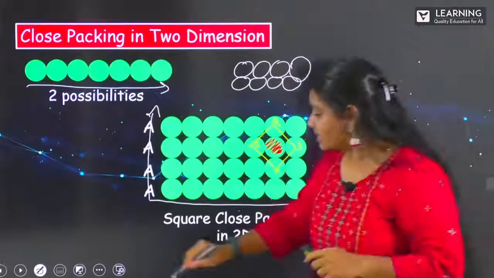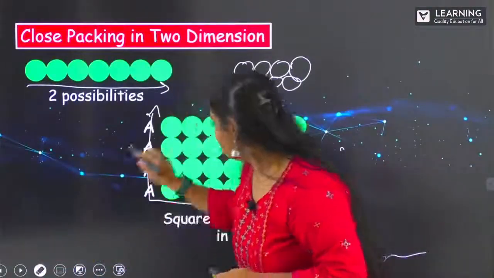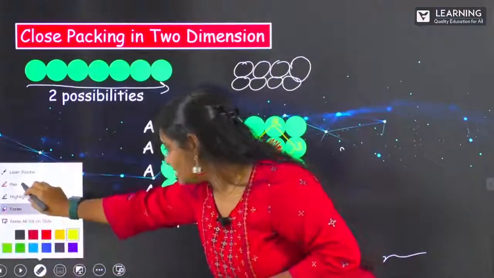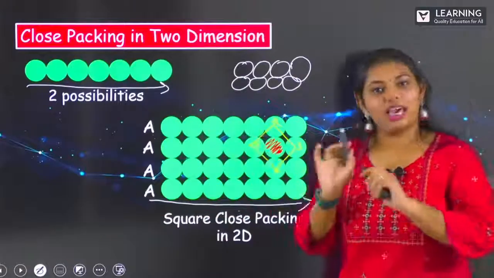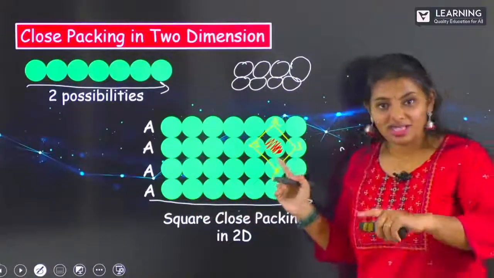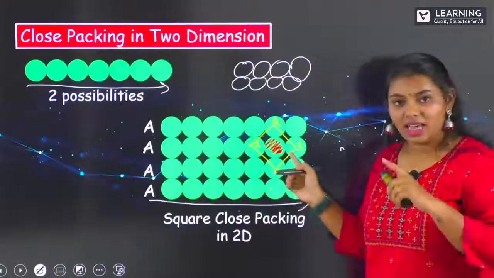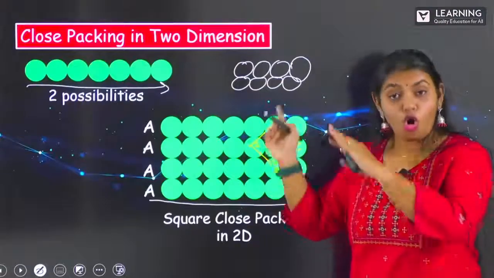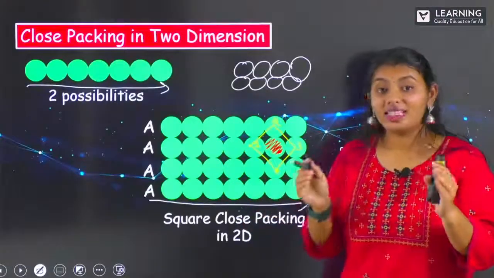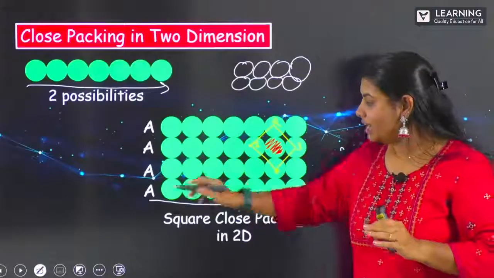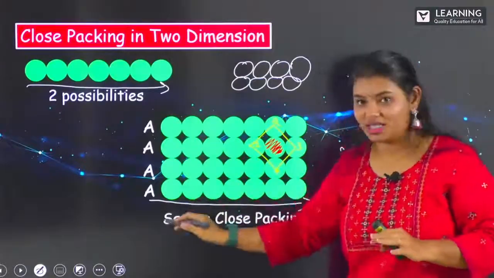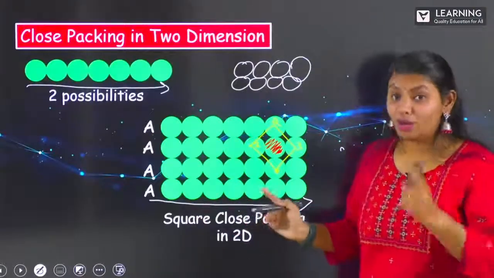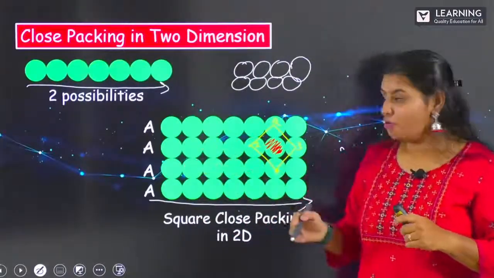Now, what is the kind of arrangement that is here? You can see all the one dimensions are the same way. If you take the first layer, is it the same as the second layer? Second layer, is it the same as the third layer? And third layer, is it the same as the fourth layer? Yes, all the layers resemble each other. There are similarities between them. So that's why it is an AAA type arrangement. All of them are the same. The type of arrangement that we see in square close packing in two dimension is AAA type of arrangement.